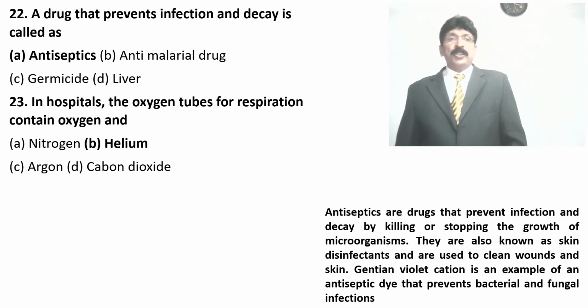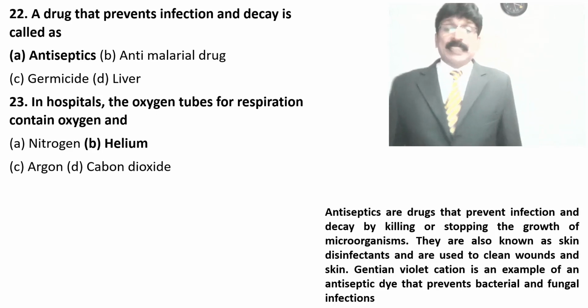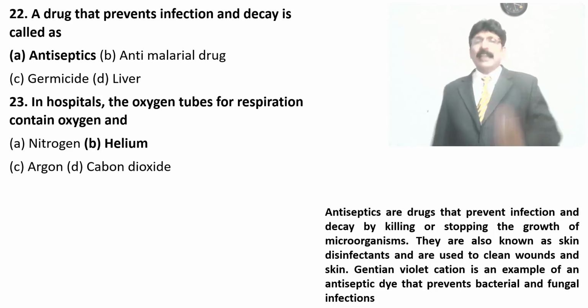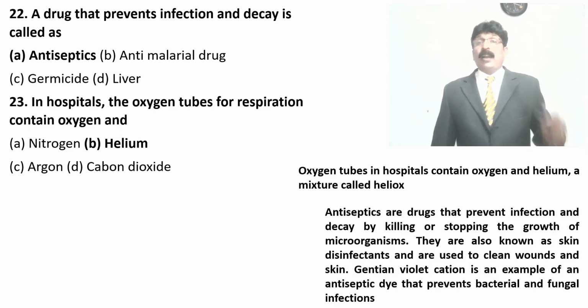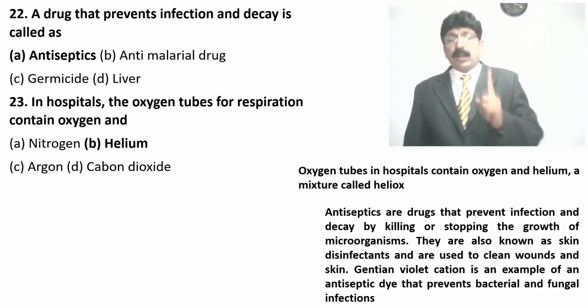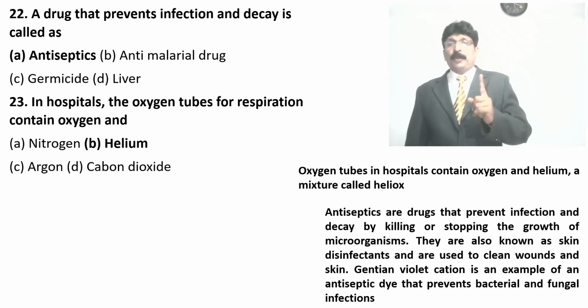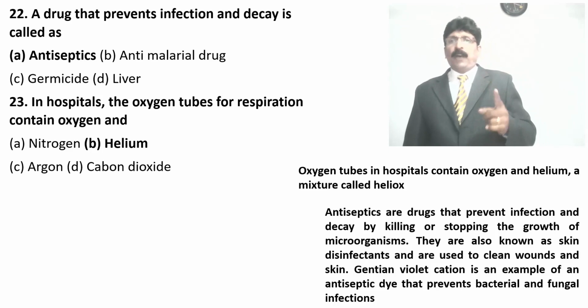So you can see nitrogen is added, or helium, argon or carbon dioxide. It is added in helium. You can see oxygen tubes in hospital contain oxygen and helium. The mixture is called heliox. You have to remember that heliox is the oxygen mixture given to a person who is suffocating.